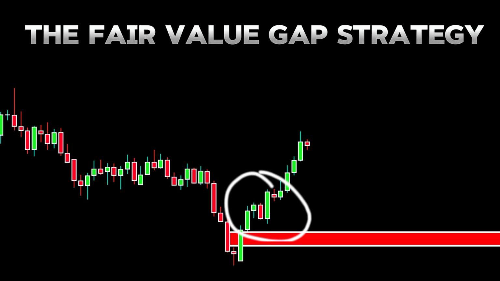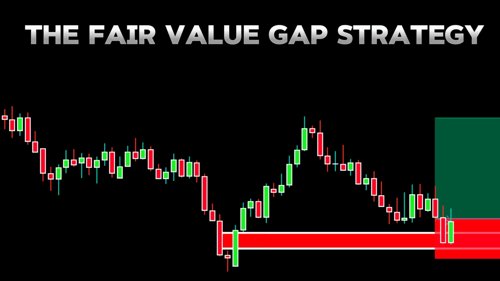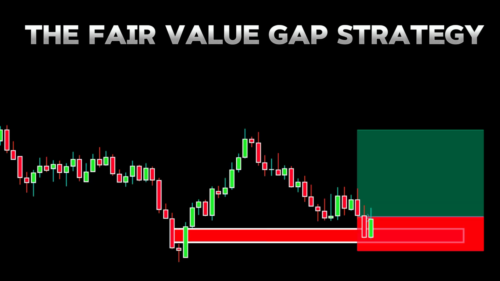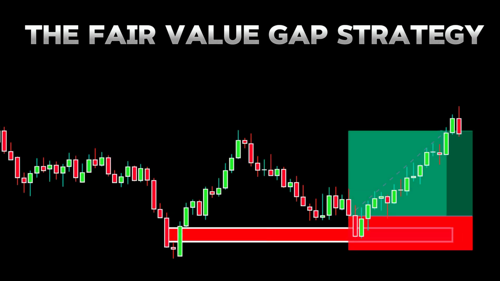Remember, we are only taking fair value gaps that had a little retracement to it before the market moved up. So here the market returned and took out the little retracement and then traded into the fair value gap. So we can place our stop loss a few pips below the fair value gap and our take profit target at the next high. And here you can see that the trade was a successful one.